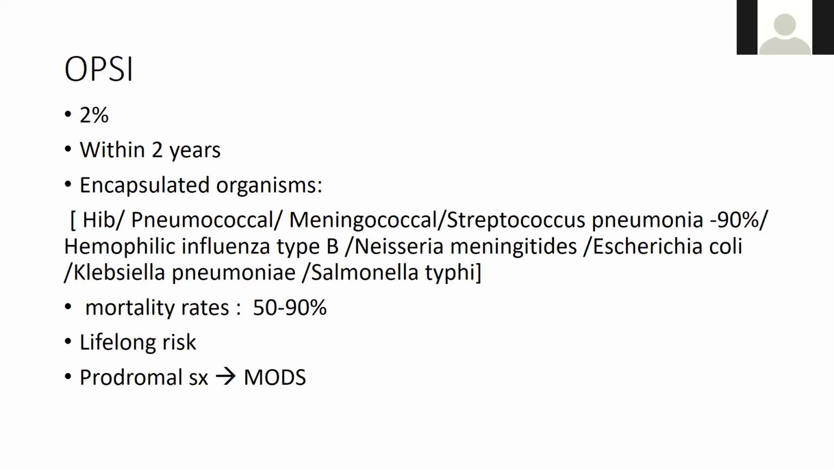OPSI is also known as overwhelming post-splenectomy infection. It occurs in about 2% of patients within 2 years of post-splenectomy, and it's usually associated with encapsulated organisms like the ones listed there. The mortality rates are quite high, usually about 50 to 90%.